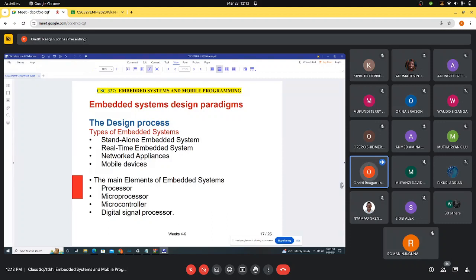So the main elements of embedded systems, this should now be very clear from our subsequent classes. One, the processor: the microprocessor, the microcontroller, and then the digital signal processor. So you really need to know each and every component or element of an embedded system. What is a processor? What is a microprocessor? What is a microcontroller? And what is a digital signal processor?